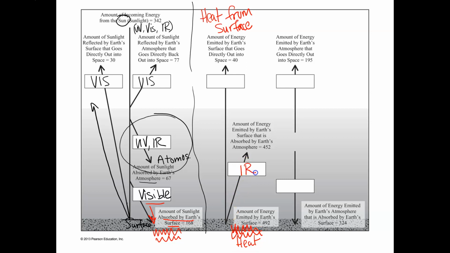Infrared light is going to come out of the Earth, and it's going to go two places. It's going to go directly out into space, some of it, but most of it, look at the big number here, is going to get absorbed by the atmosphere. Greenhouse effect. Okay, so heat from the surface goes into the atmosphere, and it's infrared. Remember, the Earth is not putting out visible light. Visible light is reflected, but the Earth doesn't make visible light, okay?